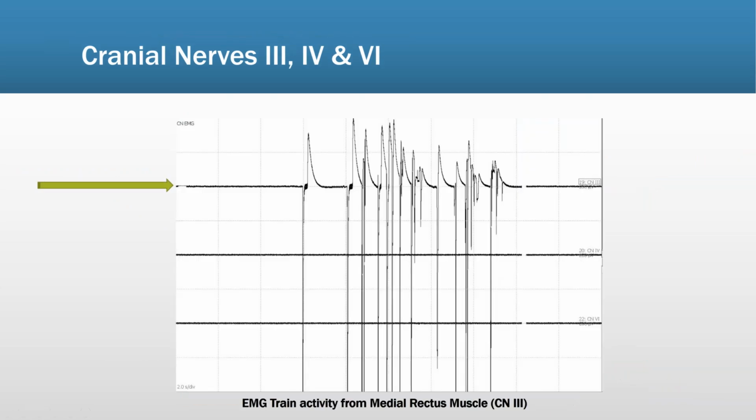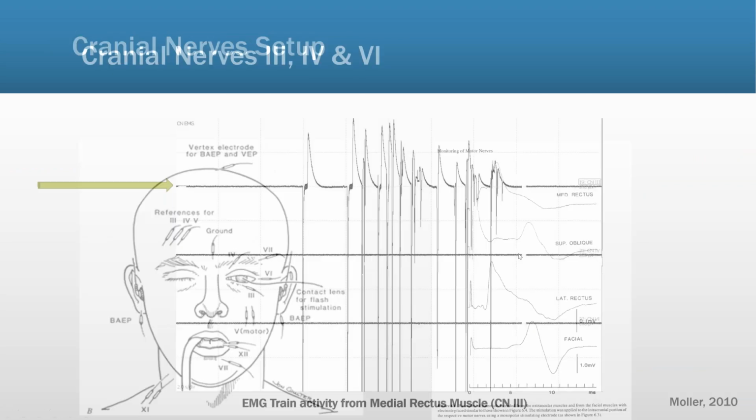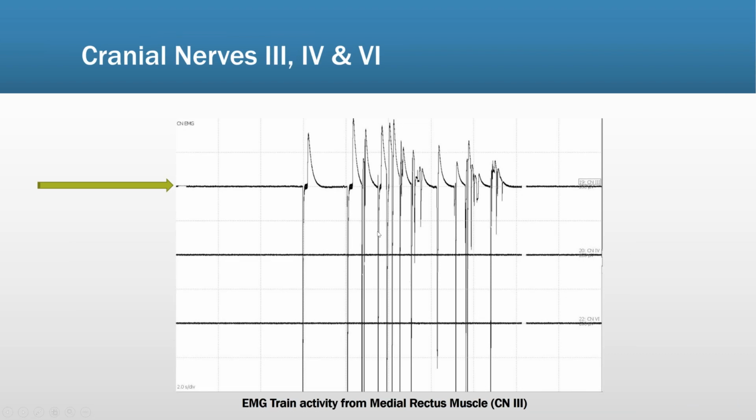This is EMG train activity from one of our cases. You can see they are very sensitive and picking up manipulation of cranial nerve 3 in this picture, but not 4 and 6. They are very close, but they are not picking up the response because the recordings are very specific.